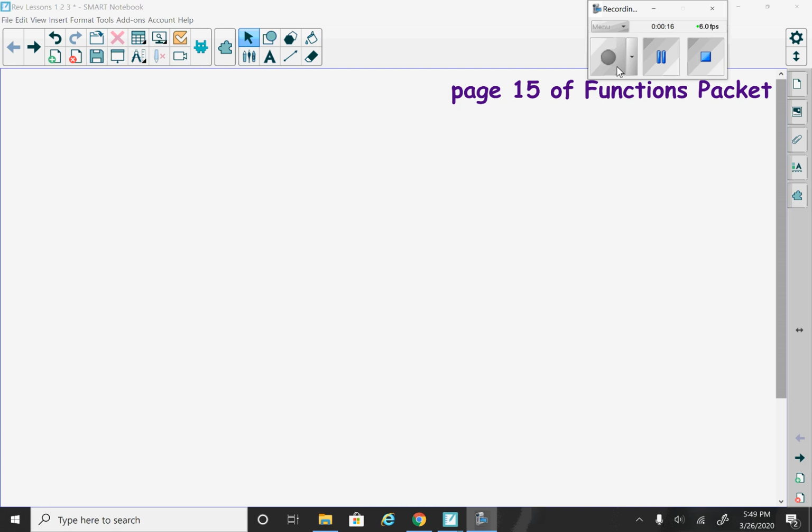If you don't have your functions packet, it is in the Google Classroom, and you can print off the pages you need from the Google Classroom, or you could just get out some blank paper and copy down what you need on blank paper. So as we go through this review of lessons 1, 2, and 3, remember that you can pause the video, rewind the video, or rewatch the video if needed to help you out.